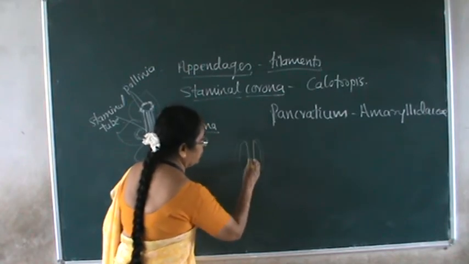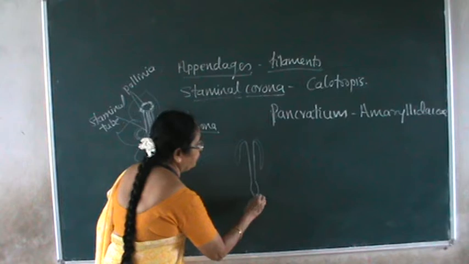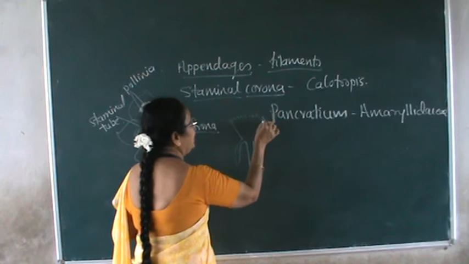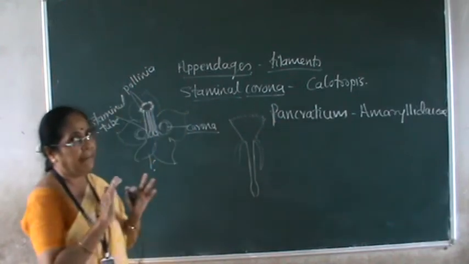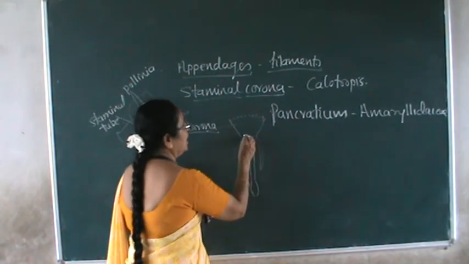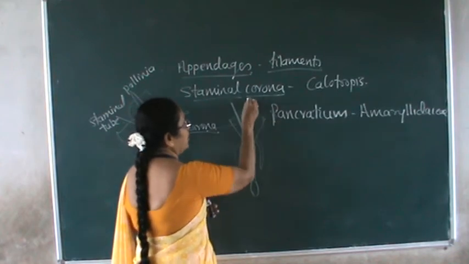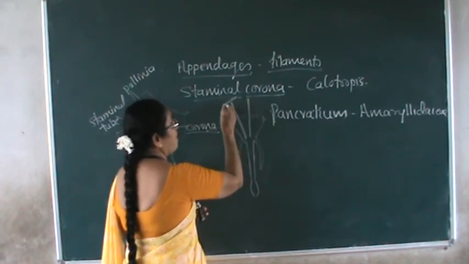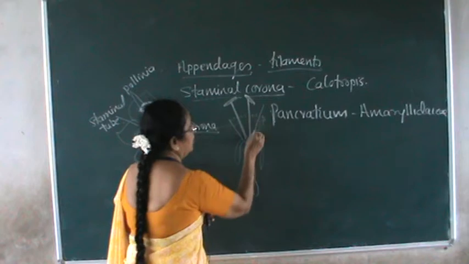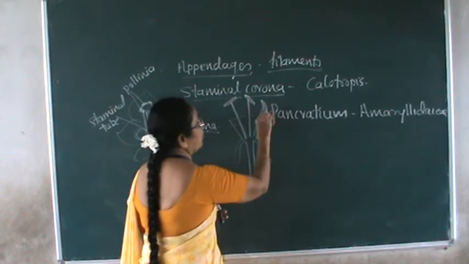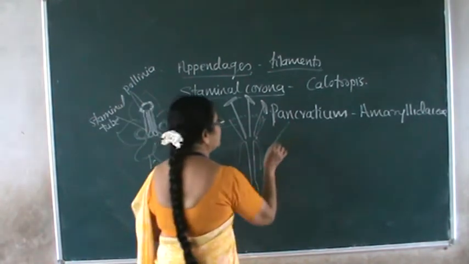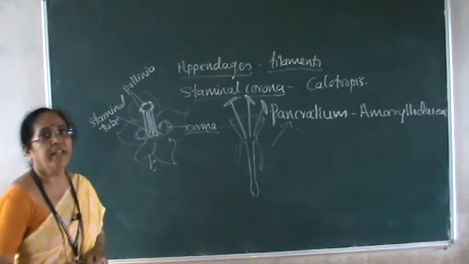Six tepals are fused to form this kind of tube, and at the base we find the inferior ovary. It is an epigynous flower, and above this is a very fine frilled skirt-like structure, a transparent membranous skirt-like part, and this is called corona again because the filament is attached to this corona. It is also staminal corona. The flower appears like this. The filament of the stamen is attached to this corona, and hence it is called staminal corona, found in the flowers of Pancratium.